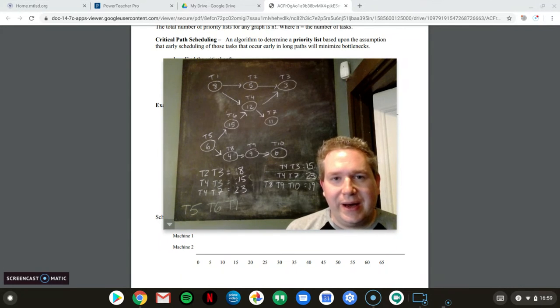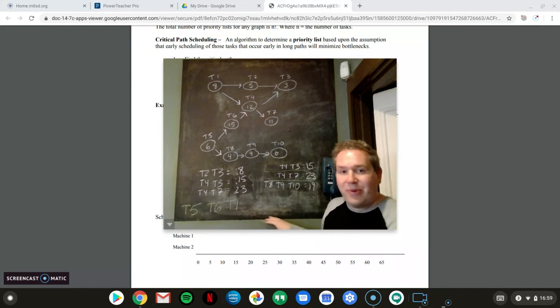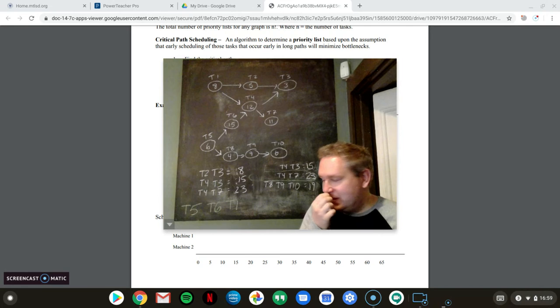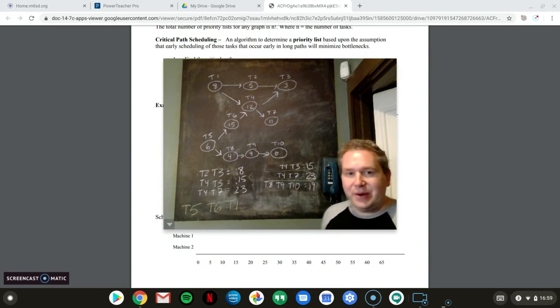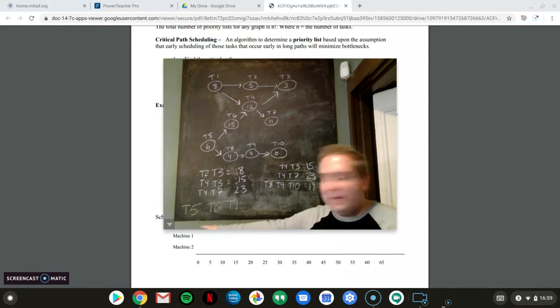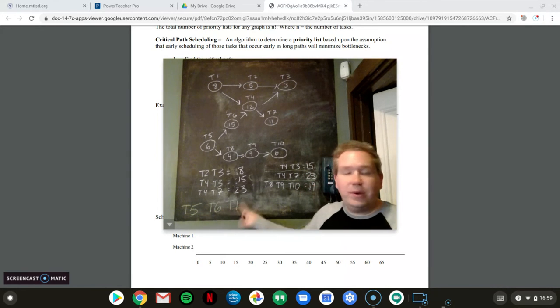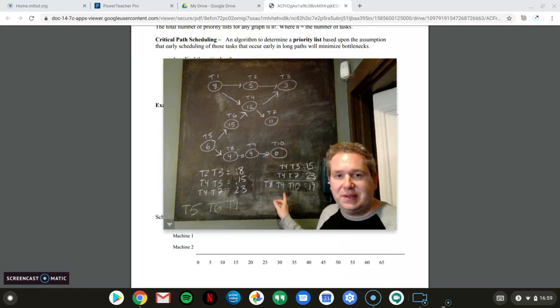Okay, so yesterday I'd asked you to finish writing out the priority list based upon the critical path. Let's check our answers just to go through this and make sure that we've got them all right. When I left you yesterday, we had come up with the first three, T5, T6, T1, because each time we're picking the first task in whatever the critical path is.